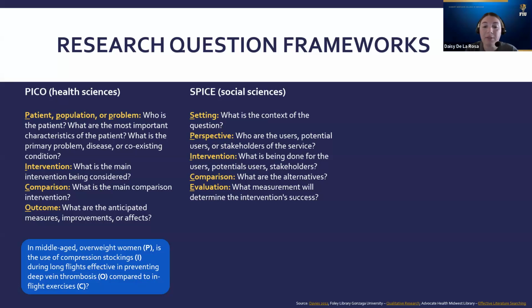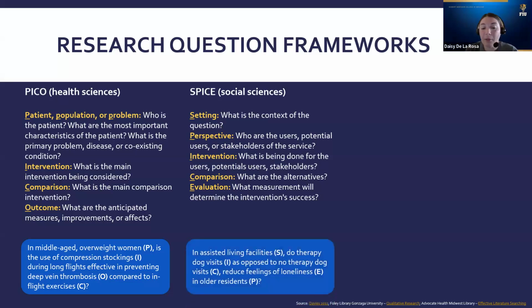What are the alternatives? And then what measurement are you using to determine intervention success? So the example in assisted living facilities: we have our setting. Therapy dog visits, that's the intervention, as opposed to no therapy dog visits, the comparison. Reduce feelings of loneliness, right? That's what we're measuring in older residents, and that's our perspective, right?